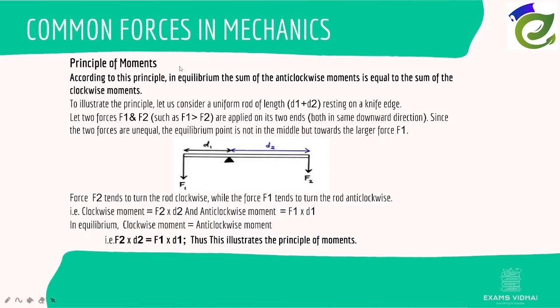To illustrate this principle, let's consider that d1 and d2 are parts of a uniform rod of length d1 plus d2, resting on a knife edge. The knife edge is this arrow. Let two forces F1 and F2 act such that F1 is greater than F2. Therefore, F2 tends to move the rod clockwise, whereas F1 tends to move the rod anti-clockwise. The clockwise moment is F2 into d2, and the anti-clockwise moment is F1 into d1, according to the torque formula.